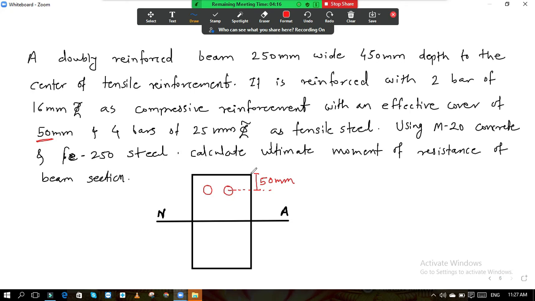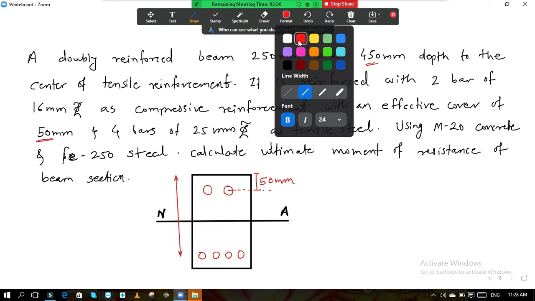Okay, and these are the 2 bars, and at bottom what is given? 4 bars are given. So 1, 2, 3 and 4. These 4 bars of what? 25 mm diameter it is given. Okay. Now see this wording. 450 mm depth. कुठून मोजतो आपण डेप्थ नेहमी टॉप पासून. ओके. सो आय विल स्टार्ट ड्रॉइंग. 450 mm डेप्थ फ्रॉम टॉप आय हॅव टू मेजर. कुठपर्यंत मेजर करायची आहे? अप टू द सेंटर ऑफ टेन्साइल रिन्फोर्समेंट. मग सेंटर ऑफ टेन्साइल रिन्फोर्समेंट म्हणजे इथपर्यंत आलं. ओके. सो दिस इज नथिंग बट my center of tensile reinforcement.